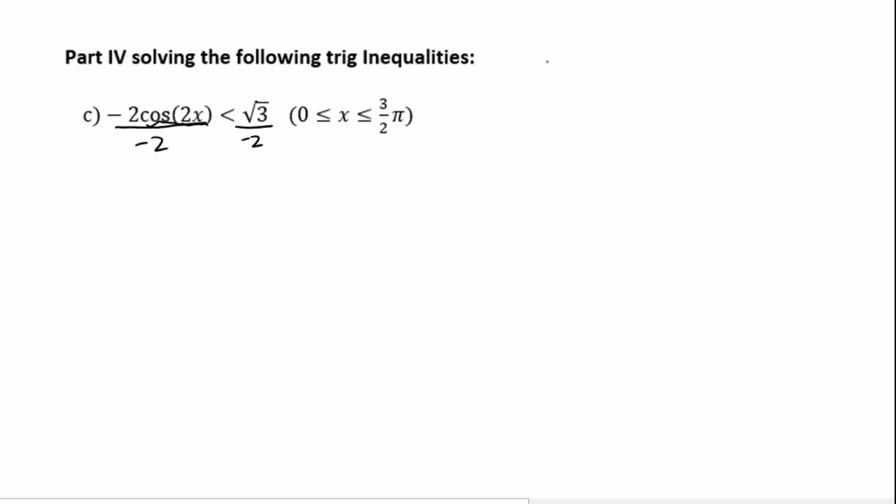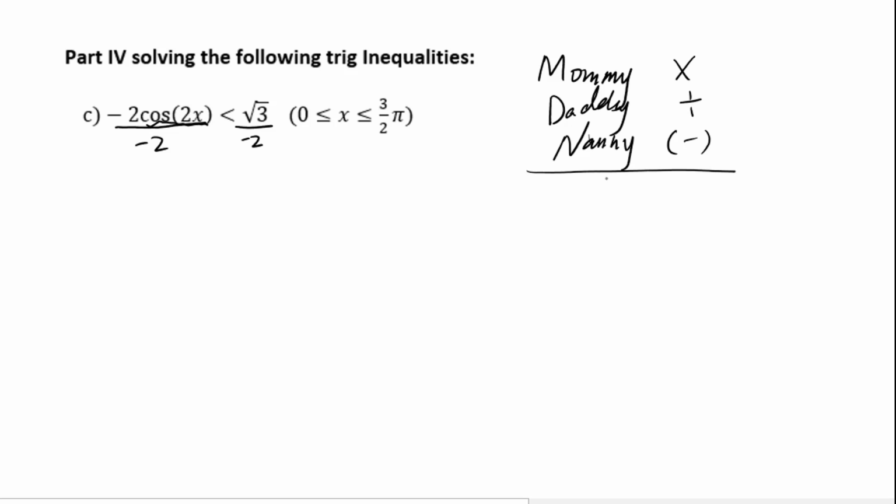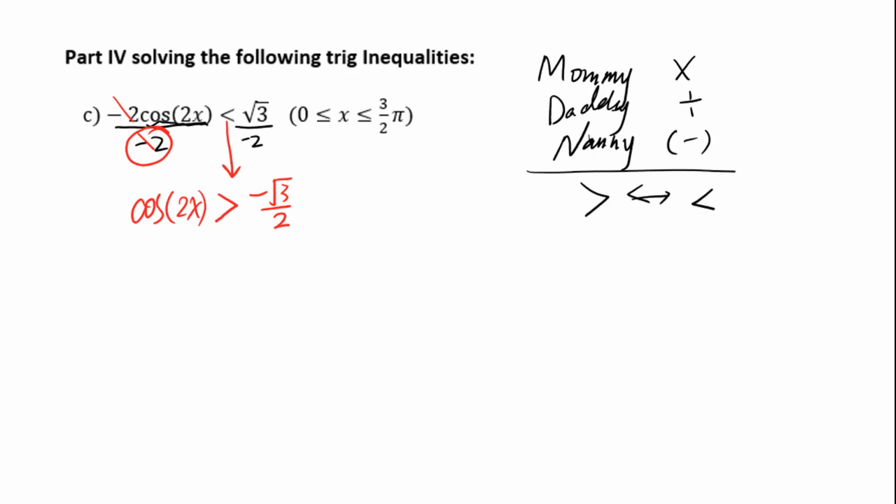Remember the rule for linear inequality is mommy, daddy, nanny, which means multiply or divide by a negative number, switch the symbol. Since we divided by negative 2 on both sides, we need to switch this symbol to greater than. Reduce, and you will get cosine 2x greater than negative square root of 3 over 2. This is the first step.